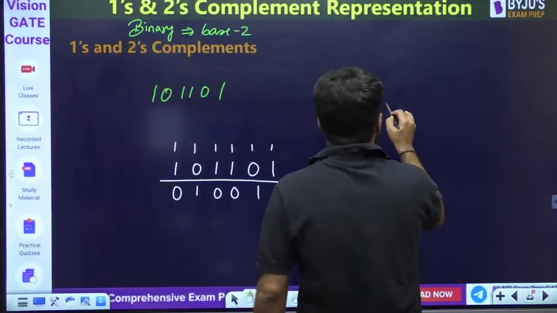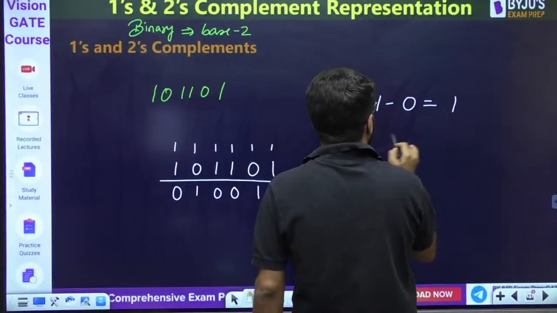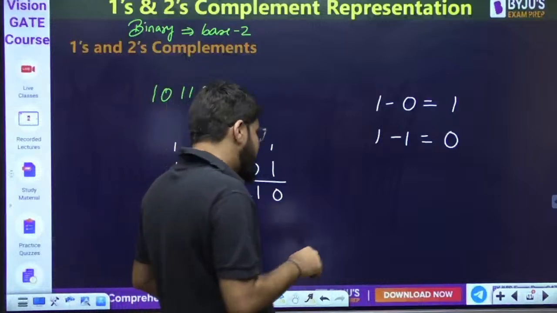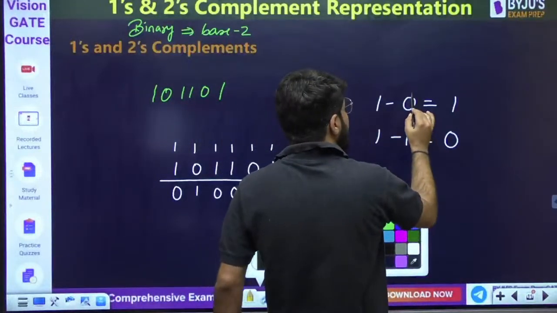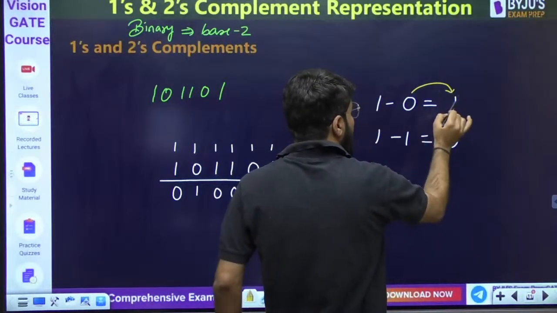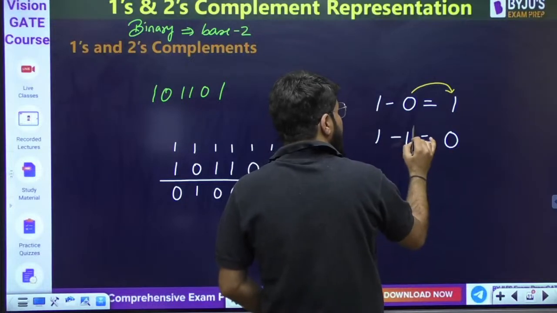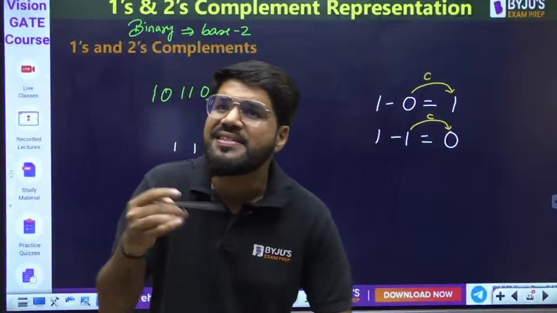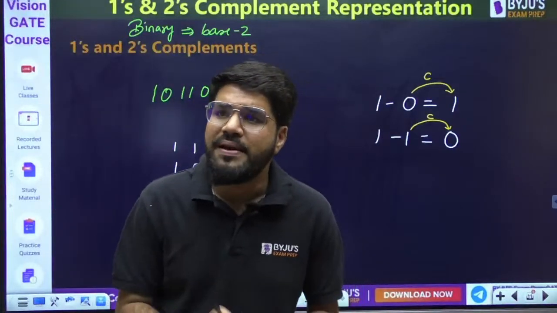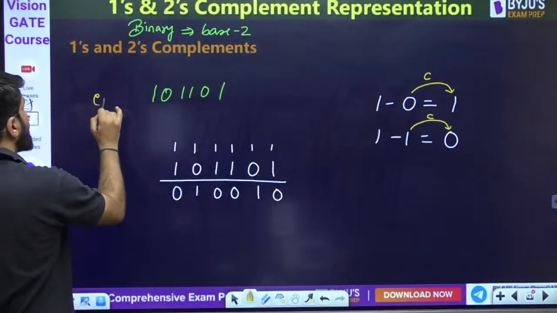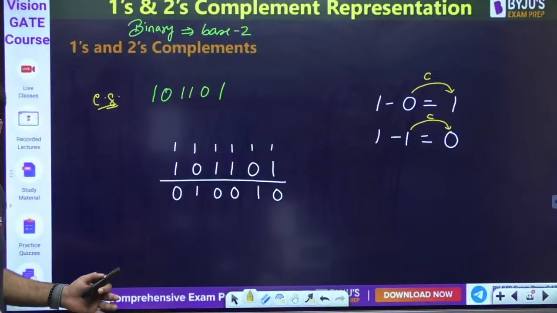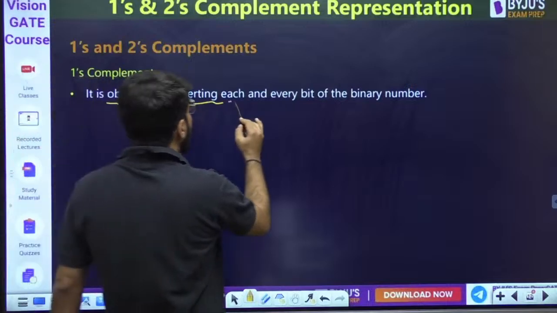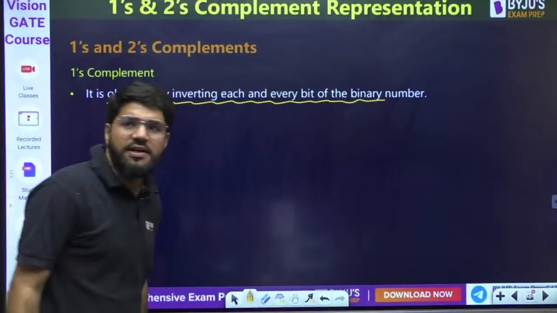Basically, what is happening? When you subtract 0 from 1, 1 minus 0 is 1, and when you subtract 1, you have 0. You are subtracting from 1. Please see that when you subtract 1 minus 0, you get 1, which is actually complemented. And when you subtract 1 from 1, you get 0, which is also complemented. So basically, when you subtract any binary digit from 1, it is getting inverted. That means the simple way of getting the 1's complement is by inverting each and every bit.